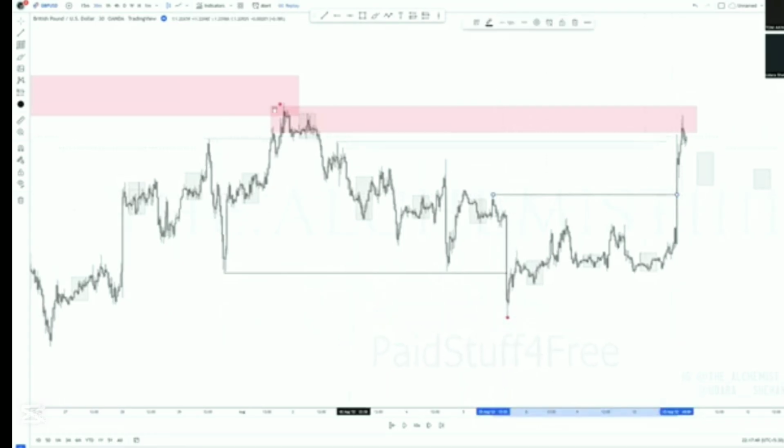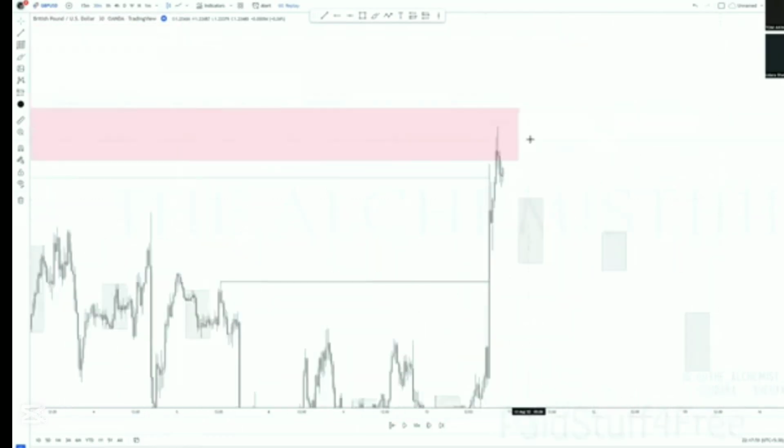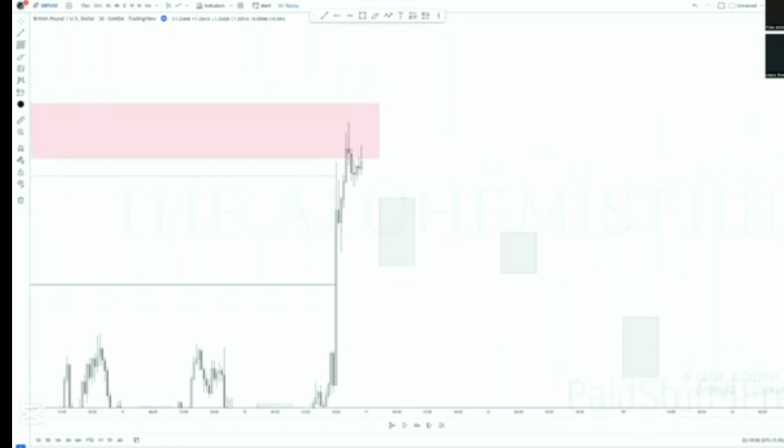Because why? Now for this setup, of course, timing wasn't that good. Now look what happened. It came right inside of the daily point of interest, and now we're waiting for reactions. What's the reaction we want to see? A breakout structure, right? So let's see.